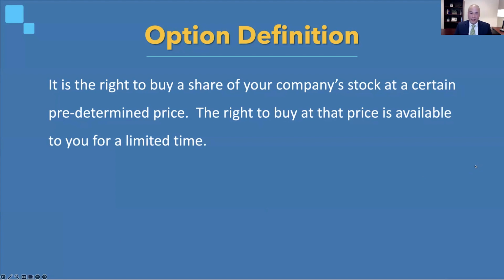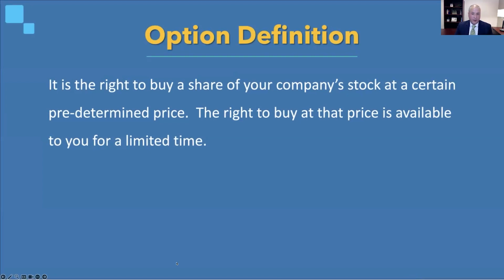Before we get to some of that detail, let's go through this definition here. An option is the right to buy a share of stock at a certain price. There's no obligation to buy the shares at that price. It just gives you the right to buy those shares at a predetermined price, which is sometimes called the strike price, but more often called the exercise price. Options have a limited shelf life, so you only have the right to buy or exercise for a limited time.